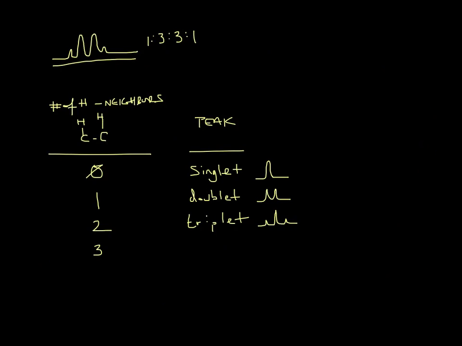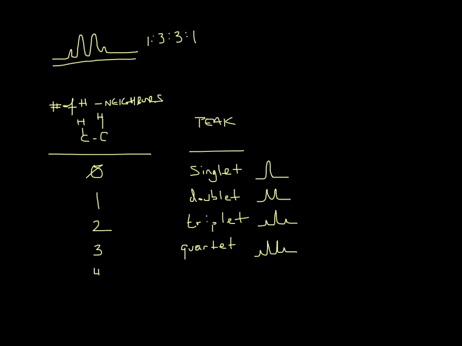And if you have 3 hydrogen neighbors, you would have a quartet, which would look like this. 1 to 3 to 3 to 1. And this is what we would always see. And it goes up and up and up and up. Usually after that, we tend to use the word multiplet. I believe that 5 is called a quintet, etc., etc.